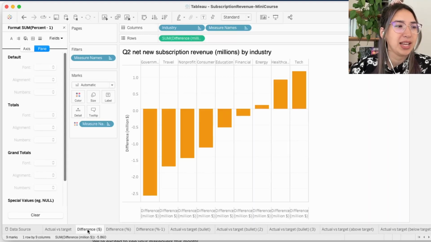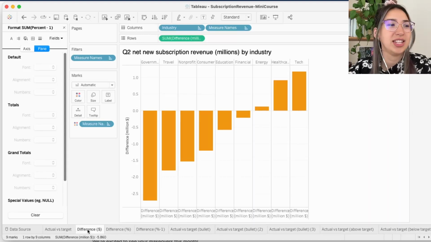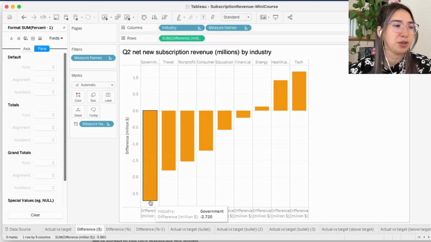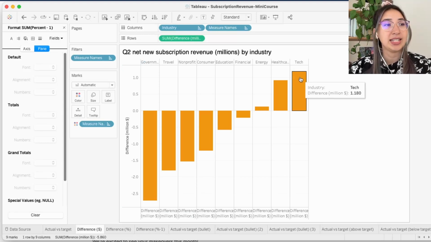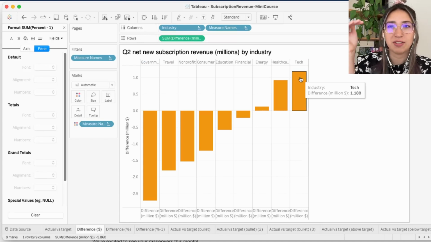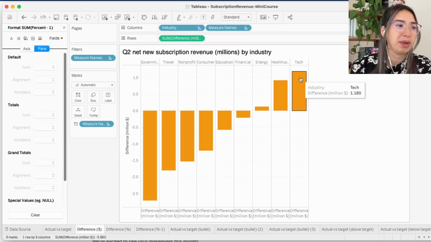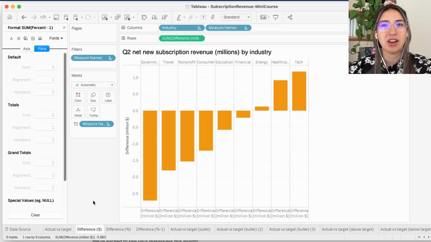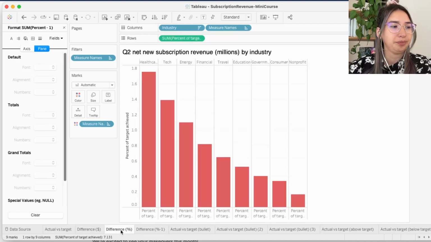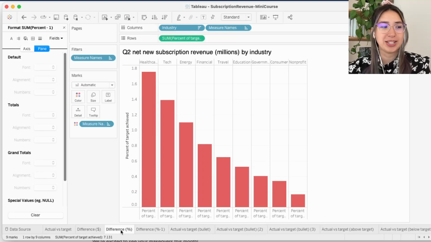But one thing we could do is just plot the difference. And this is just in dollar amounts. So in millions, the worst one is what underperformed by 2.5 million, and that's government. And tech overachieved their goal by 1.1 million. But we lose the information here of what the actual and the target are in the actual numbers. And we could do it by percentage.